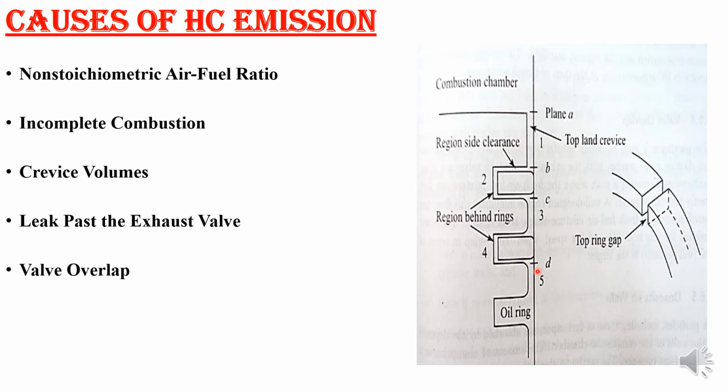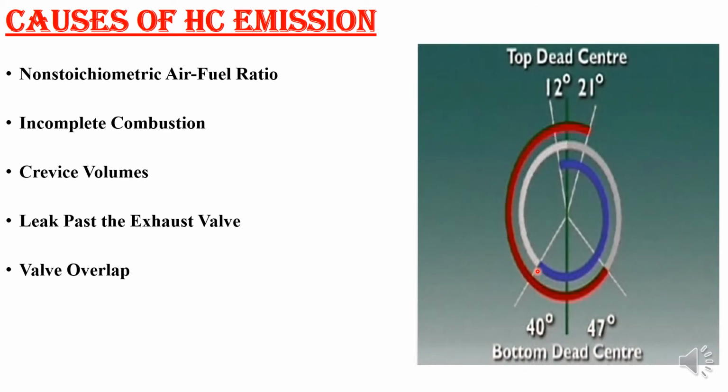Next will be the valve overlap. We already know valve overlap is the time duration where both the intake valve and exhaust valve are open. For this duration both valves are open, so the fuel coming in through the intake valve may go directly into the exhaust without burning, so that is known as unburned. That is also a source of HC emission. If you want to minimize this emission, then the valve overlap timing should be optimized. You already studied this in the last class.